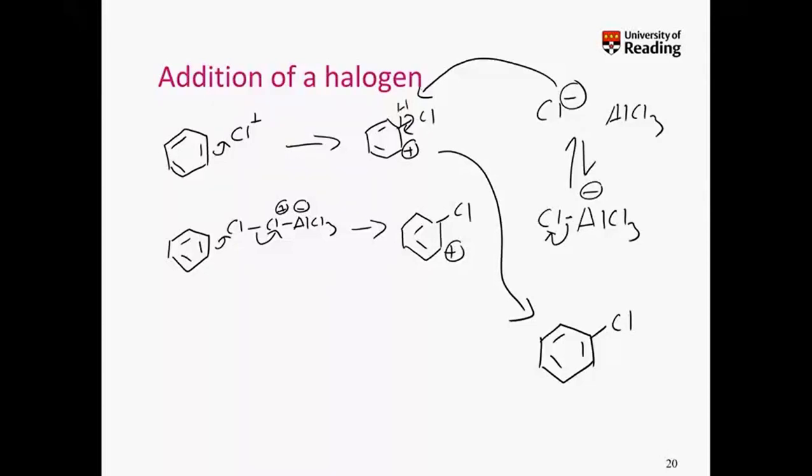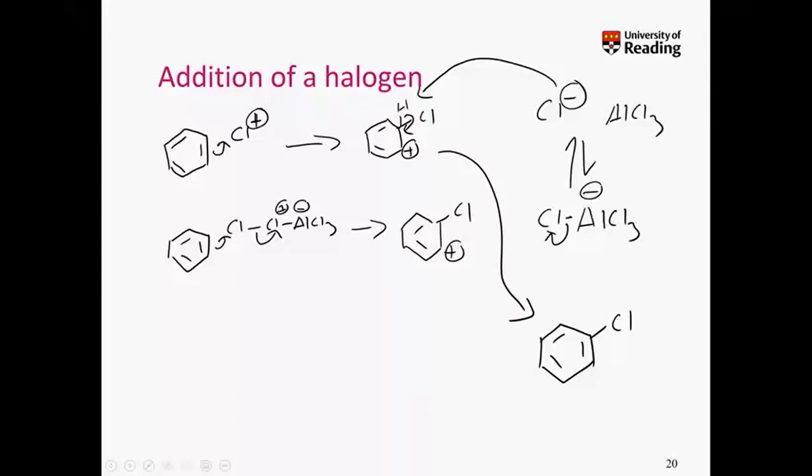So the mechanism is the same as the general one. First of all, we add the Cl+. We form the carbocation in the ring. We can then show the resonance in that ring, and then we can say, well, let's remove the hydrogen and reform the aromatic ring, and we've added our chlorine to our aromatic ring.